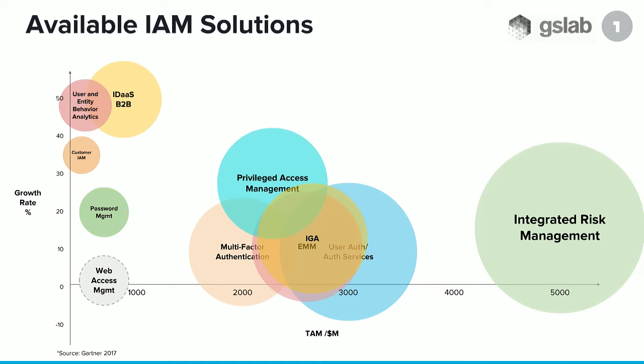Sure. So typically, the approach of those architects and security folks should be to bucket their identity and access management needs into three categories or three stages.